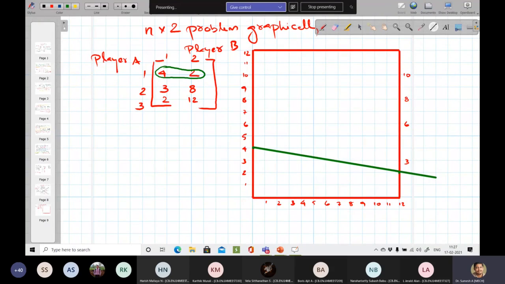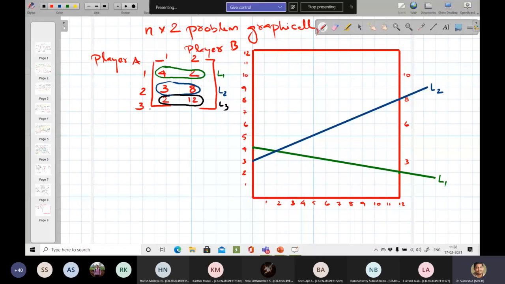Okay, now the next is 3 and 8. I will mark it as line 2. So this is 3 here, this is 8 here. I will join 3 and 8 by using a straight line and mark it as L2. Now I'll go for the third one. So this is L3. L3 is 2 and 12.